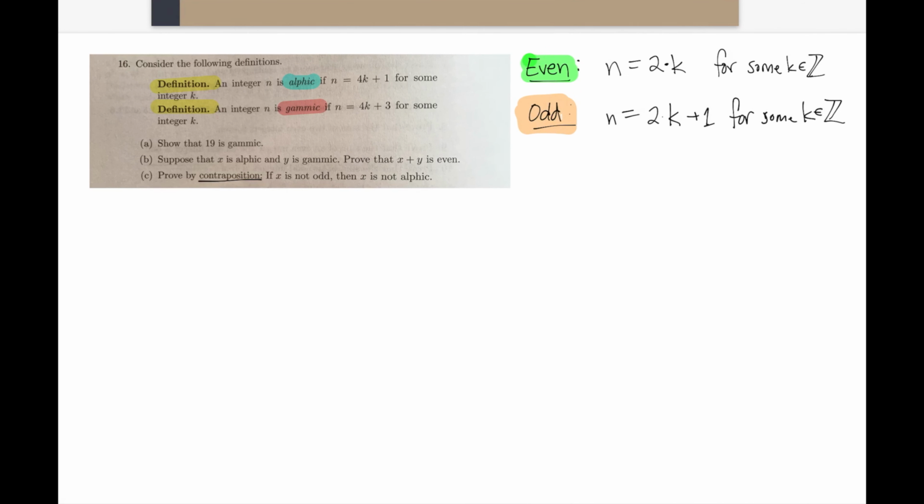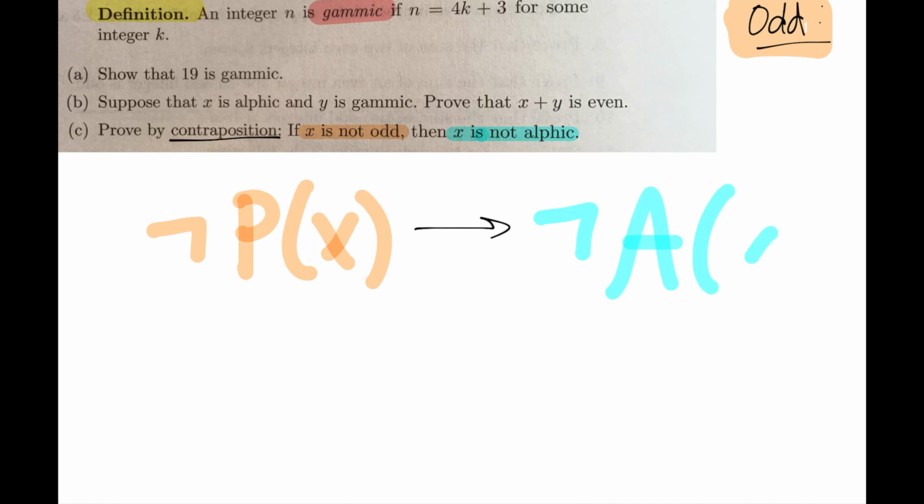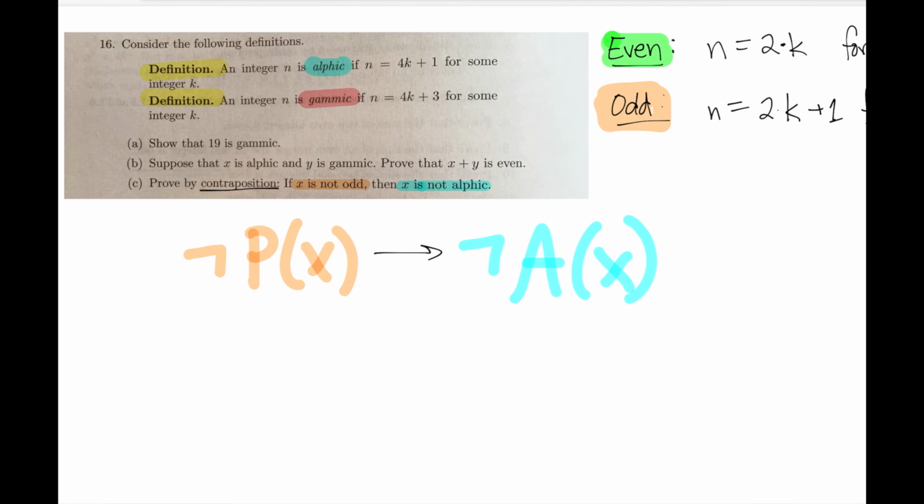We're supposed to prove by contraposition that if x is not odd, so here I'm going to use our colors again, if x is not odd, then x is not alphic. And so here we've got an expression that looks like not p of x implies not a of x, where in this case p of x stands for x being odd, and a of x stands for x being alphic.